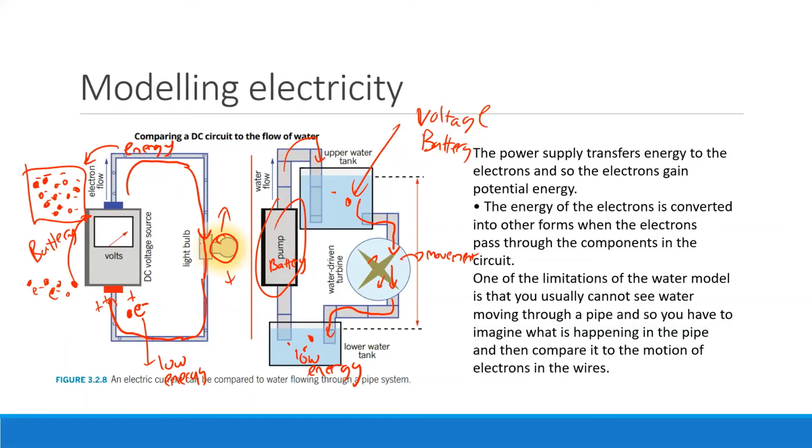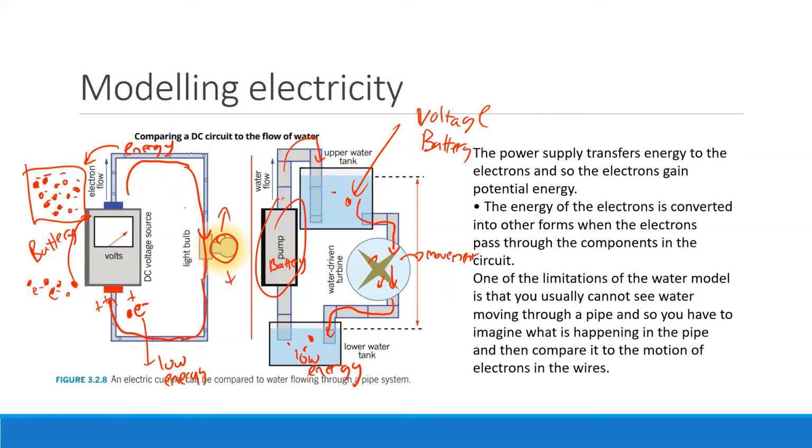So let's draw one more time the links between the model on the left and the model on the right. The pump gives energy to the water. The battery gives energy to the electrons. It puts them in a higher energy state. The water doesn't want to be up in the air. It wants to be down at the bottom. The electrons don't want to be all together. They want to be all split up with all these positive charges.